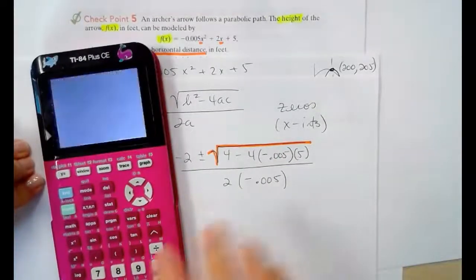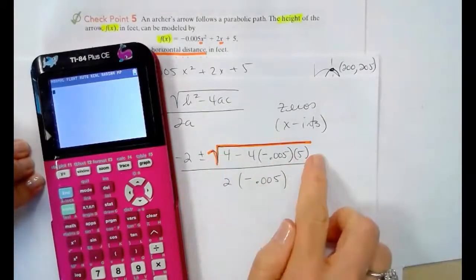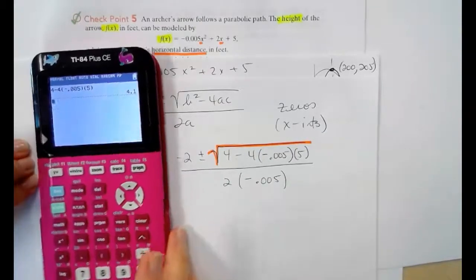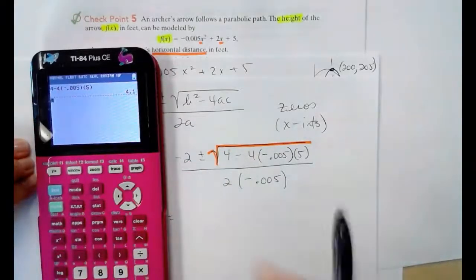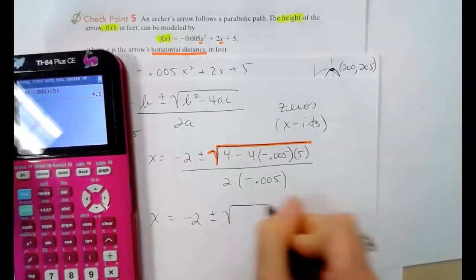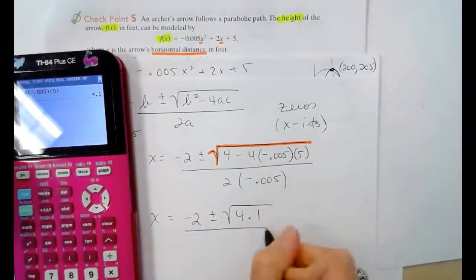I'm going to go to my calculator and enter exactly what's underneath the radical sign. 4 minus 4 times negative 0.005, close, open, 5, close. There we go. Underneath the radical, we have 4.1. x equals negative 2 plus or minus the square root of 4.1 all over.